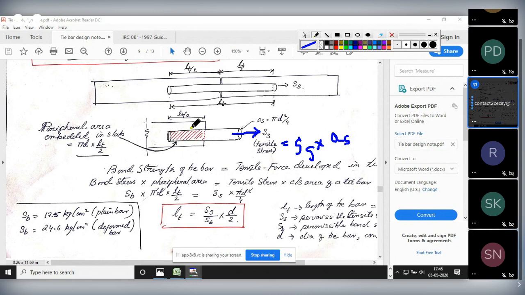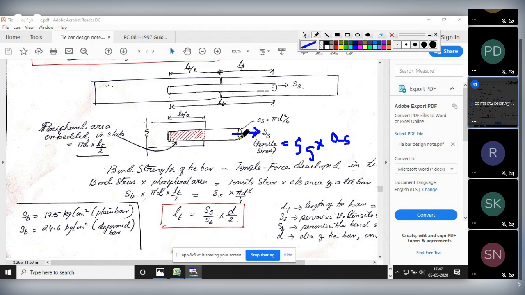If there is no grip between the concrete and the tie bar, that grip is lesser than this outward tensile force, then what happens? That tie bar will come out of this one, right? Come out of the slab. So it should not happen. This bond should always be greater than the tensile force.